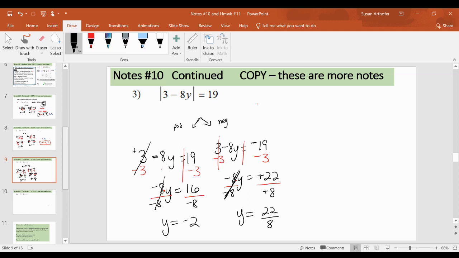Then you have to check, can you reduce 22 over 8? Yes, you can. You can divide out 2's, right? So anytime you have even numbers, you can divide out at least 2's. So if we divide out 2's, what's 22 divided by 2? 11. What's 8 divided by 2? 4. Now you have an odd over an even, so you can't reduce anymore. So what is your final answer? X equals negative 2 comma 11 fourths.